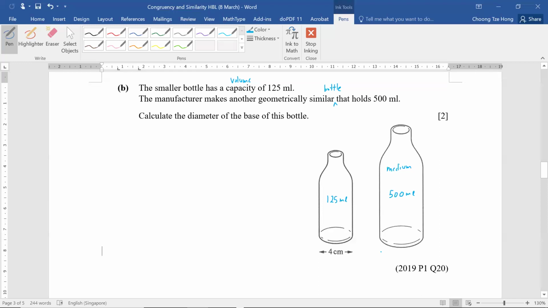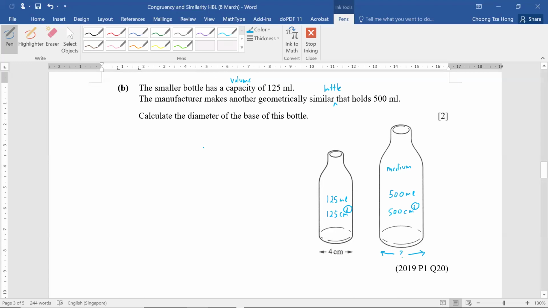So now they want you to calculate the diameter of the base of this bottle. What's the diameter? Now we are talking about volume. If you recall, ml also means cm cube. So this is 500 cm cube, the volume. So now you see the power is a 3. Here is a cm cube. Which means that when you formulate the equation, you will need to cube the ratio of the diameters in order to equate it to the ratio of the volume.